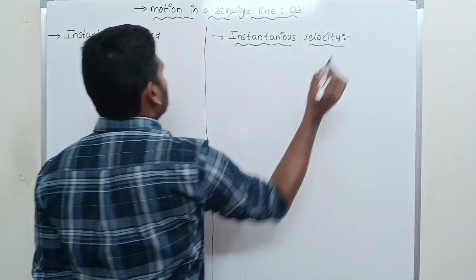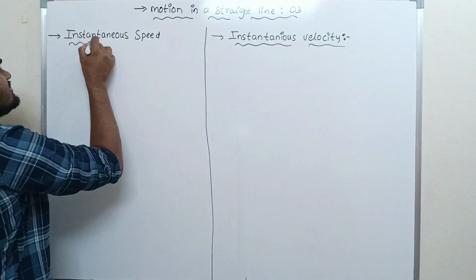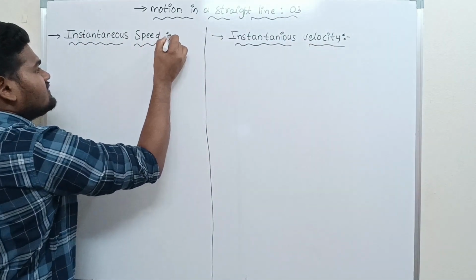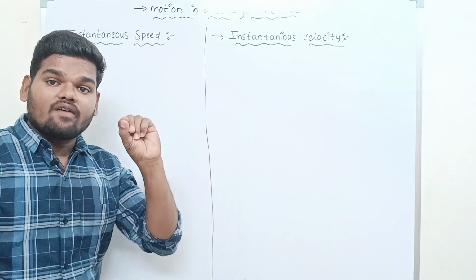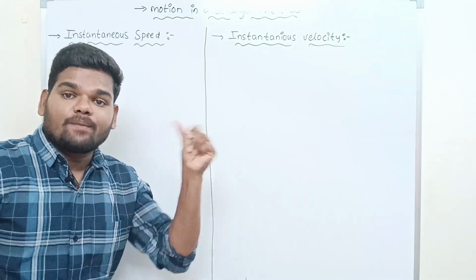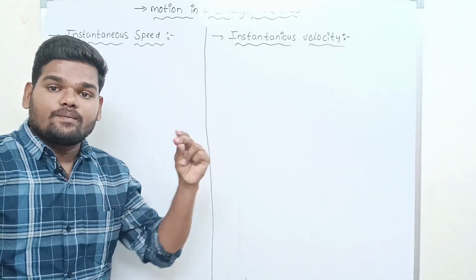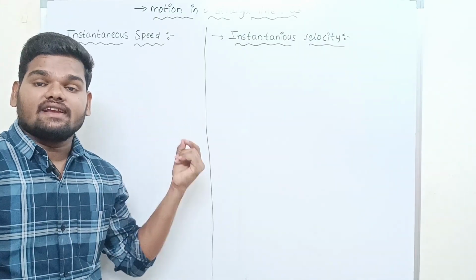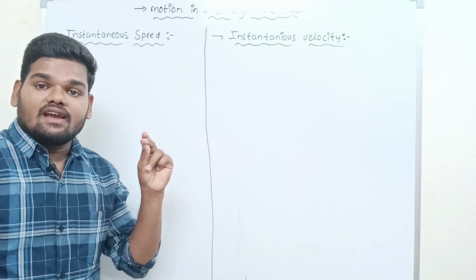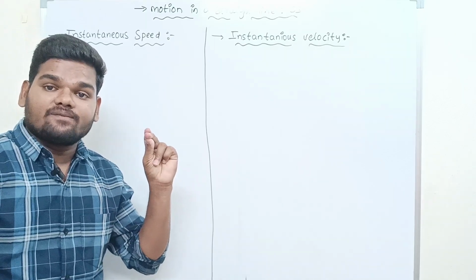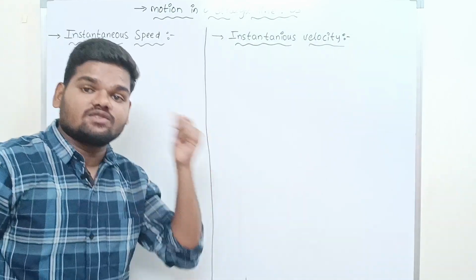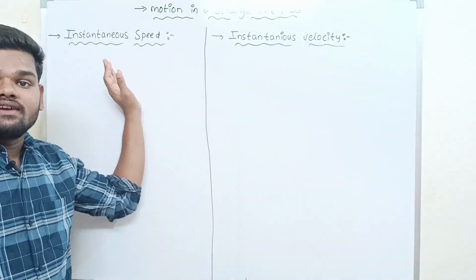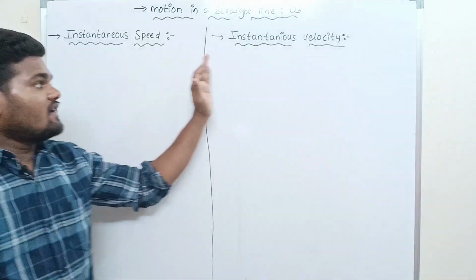So what is the meaning of instantaneous speed and what is instantaneous velocity? Have a look. Instantaneous speed means the speed of a particle at a particular instant of time, that means at a given time. Instant means I want to find the speed of the particle at t equals 1 second, or at t equals 2 seconds. So that is called instantaneous speed.